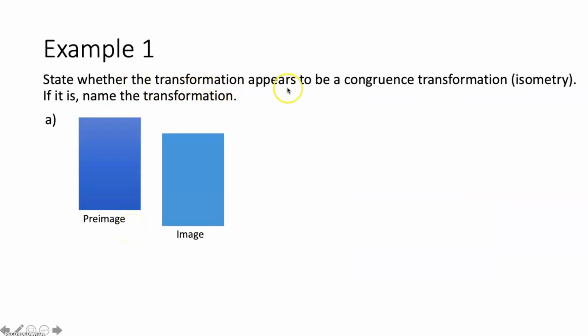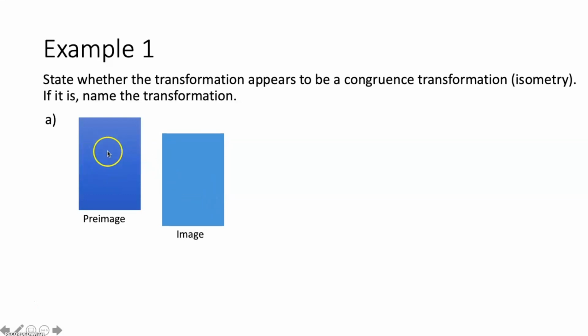How about now? Now, example 1, state whether the transformation appears to be a congruence transformation, or isometry. If it is, name the transformation. So, our pre-image is this darker blue quadrilateral right here, and our image is the lighter blue quadrilateral right here. So we're starting here and ending up here. So first, do these two quadrilaterals appear to be congruent? Yeah, it looks as though their corresponding sides and corresponding angles all appear to be congruent. So we can say, yes, these two figures are congruent, meaning that it would be a congruence transformation.